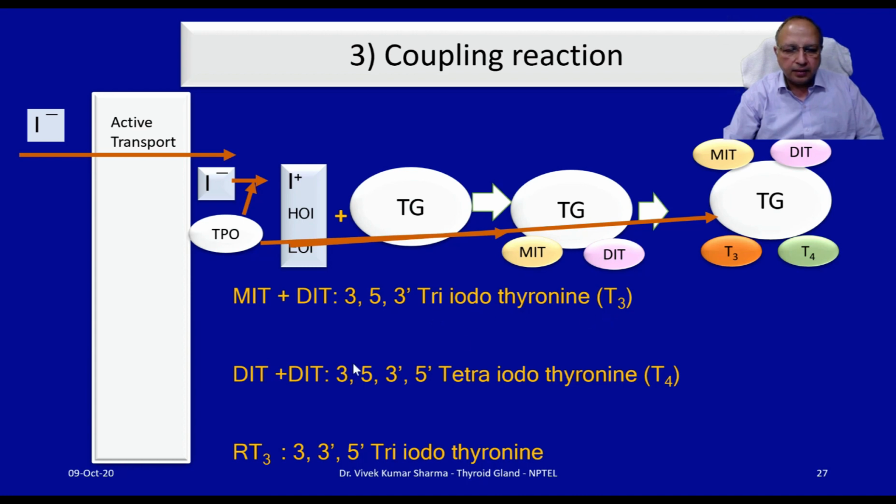3,5,3-triiodothyronine, that is T3. When two DIT molecules couple together, they will give rise to 3,5,3,5-tetraiodothyronine, the T4 hormone. RT3 or reverse T3 is produced when 3,3,5-triiodothyronine is produced, but as we have already discussed, that is an inactive form.